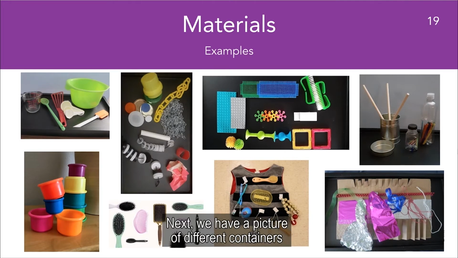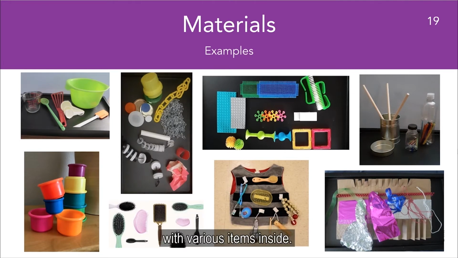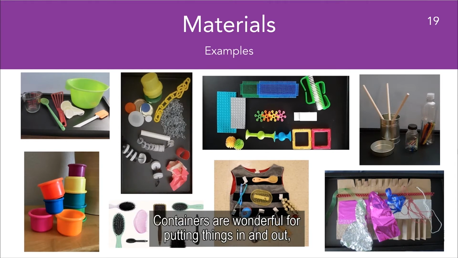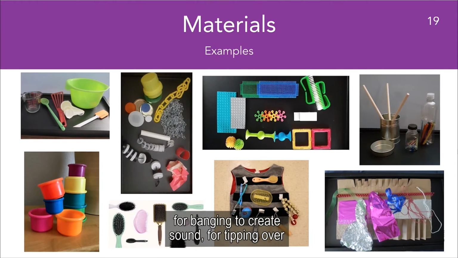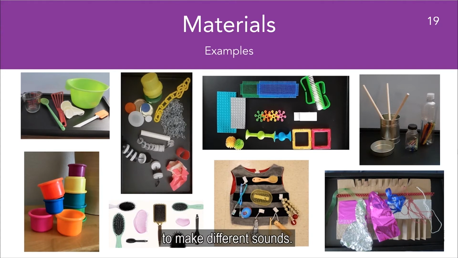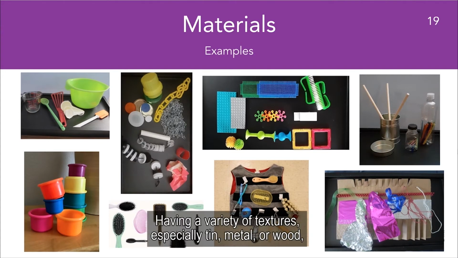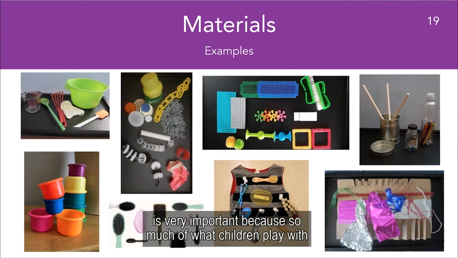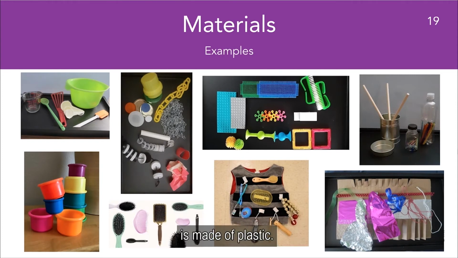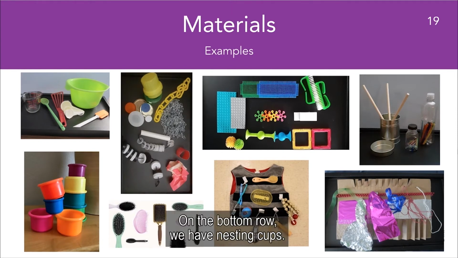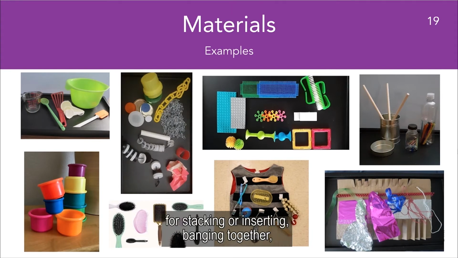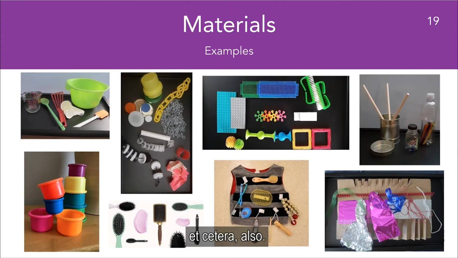Next, we have a picture of different containers with various items inside. Containers are wonderful for putting things in and out, for banging to create sound, for tipping over or rolling, possibly even squeezing to make different sounds. Having a variety of textures, especially tin, metal, or wood, is very important because so much of what children play with is made of plastic. On the bottom row, we have nesting cups. You could use regular plastic cups for stacking or inserting, banging together, etc. also.